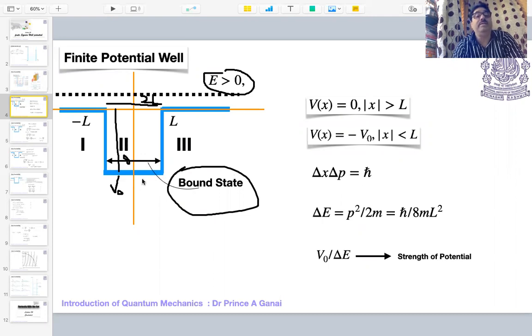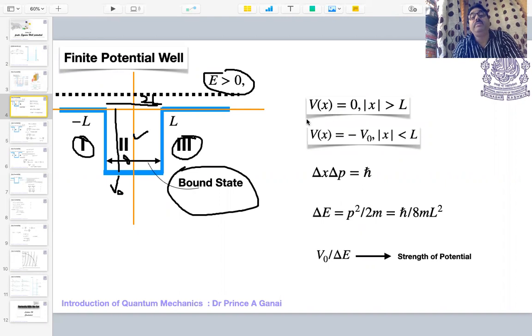Now you can see that there are 3 regions of interest. This is region 1, then we have region 2, and then we have region 3. In regions 1 and 3, we pick the potential to be 0. So potential V is 0 in region 1, and it's also 0 in region 3.